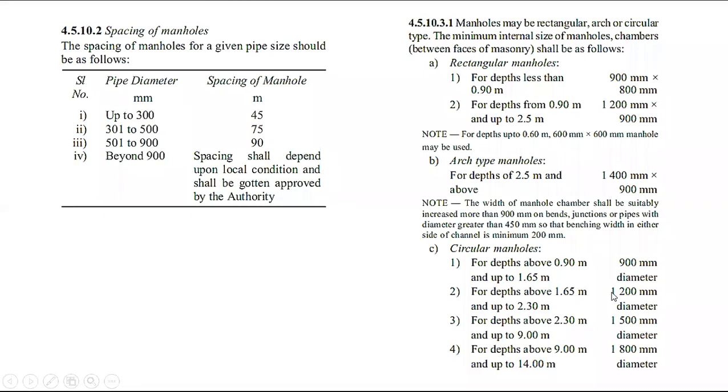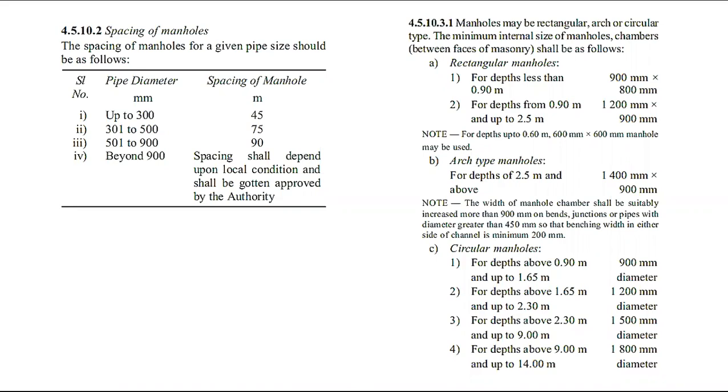A 1200 size manhole you can use for depth up to 2.4 meter. For depth above 2.3 meter and up to 9 meter, you can provide a 1.5 meter diameter manhole only. Mostly you will not go up to 9 meter depth in our project. This may come in public government projects only. Maybe if you are going to design any city sewer line, that time you will get 9 meters, 7 meters, 8 meters and so on.